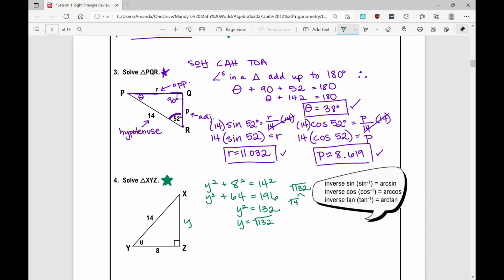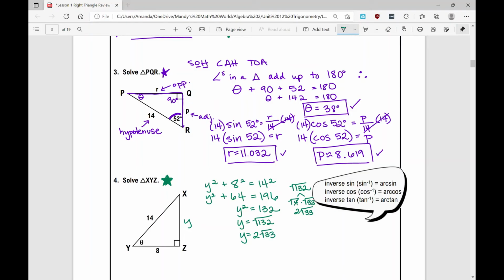So the square root of 4 times what is 132? 4 times 33. Which means the square root of 4 times the square root of 33 is the square root of 132, and the square root of 4 is 2. So I get 2 times the square root of 33. So that's actually how I would simplify the length of that side. 2 times the square root of 33.